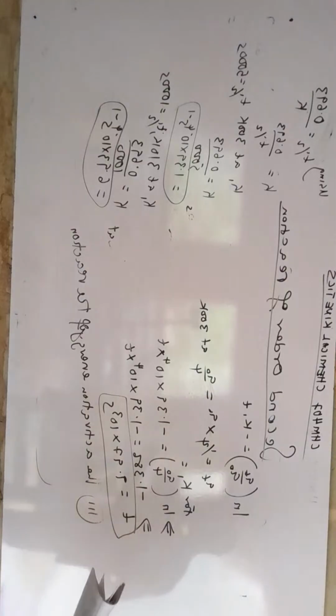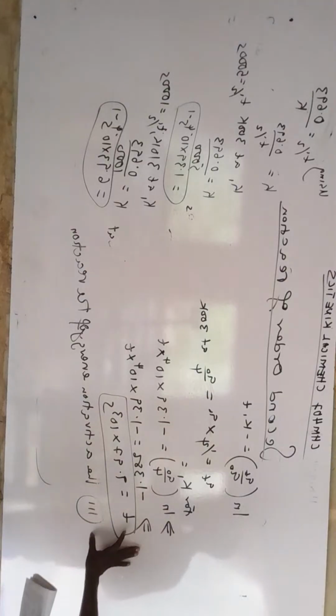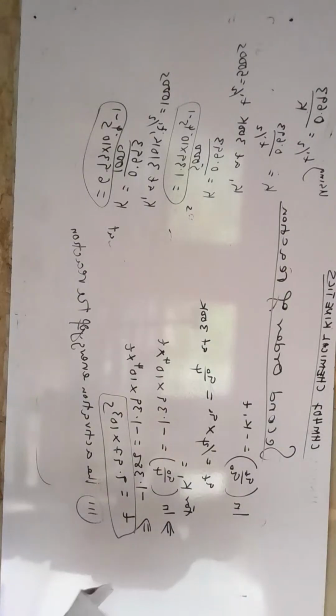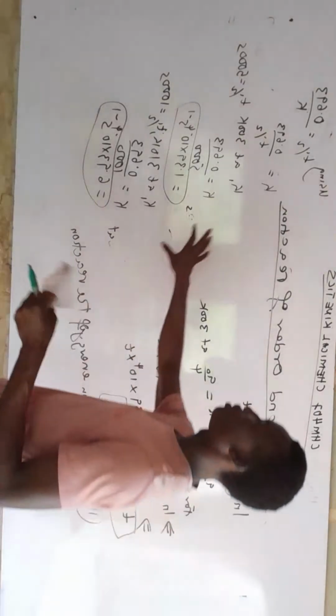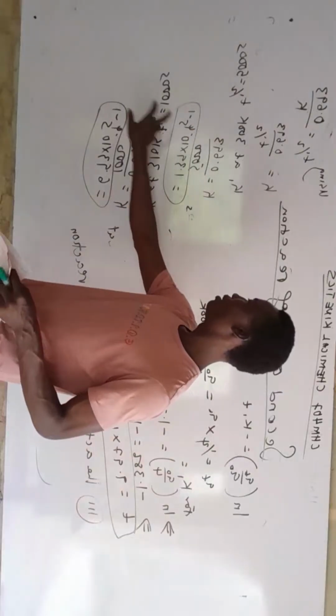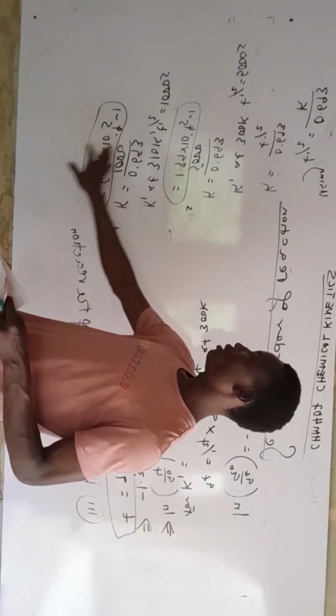T is equivalent to that there. So that is what that question asks you to calculate for the first question. Okay, since you have obtained that, the question asks you to calculate the rate constant for the reaction at 300 and at 310. So the rate constant at 300 is this. Rate constant at 310 is this.